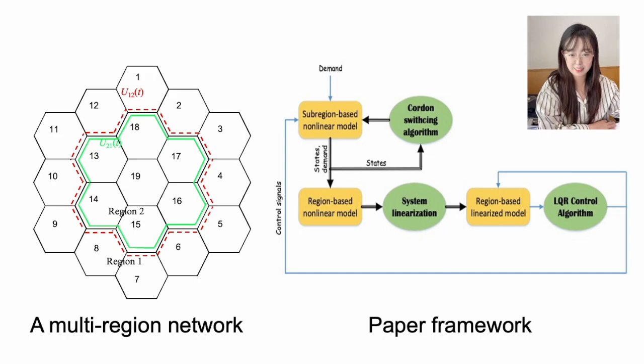In this paper, we consider that an urban network is divided into two regions with 19 subregions. The network structure is shown in the left figure. The peripheral area is region 1 and the centered area is region 2. There are several hexagons, and each hexagon represents a subregion. We developed two models in the paper. The region-based model is used to design the controller, and the subregion-based model is to represent the real network. The perimeter control is designed based on linear quadratic regulator theory to obtain the control values.